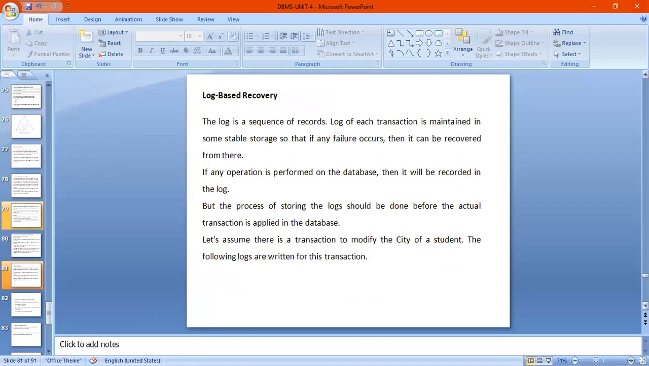Log-based recovery. The log is a sequence of records. The log of each transaction is maintained in some stable storage so that if any failure occurs, the database can be recovered from there. If any operation is performed on the database, it will be recorded in the log. The process of storing the logs should be done before the actual transaction is applied in the database. Let's assume this is a transaction to modify the city of a student, then the following logs are written for this transaction.